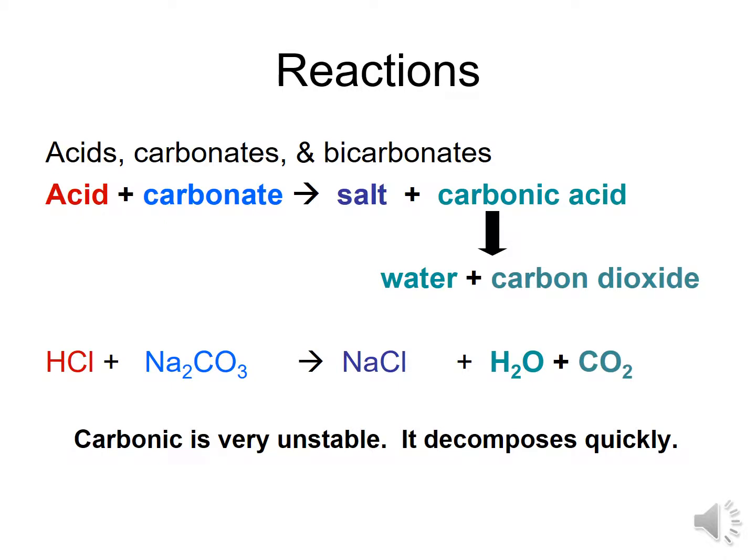Acids have certain reactions that you should know about. For example, acids react with carbonates to make a salt plus carbonic acid, and then the carbonic acid decomposes into water and carbon dioxide. So the overall reaction is acid plus carbonate makes salt plus water plus carbon dioxide. If you put hydrochloric acid on sodium carbonate, you'll get sodium chloride, water, and carbon dioxide. This would need a 2 in front of the HCl and a 2 in front of the NaCl to be balanced. Carbonic acid is very unstable, decomposes quickly, and so that's why we consider water and carbon dioxide to be the real products.